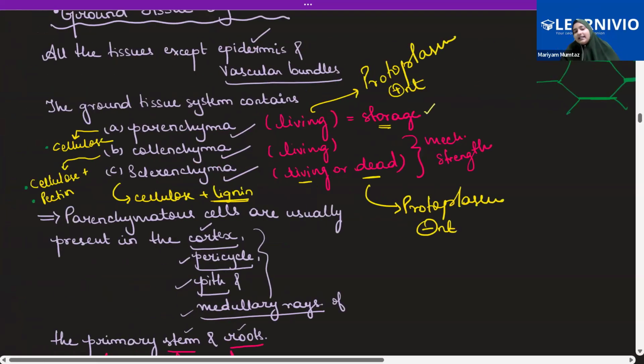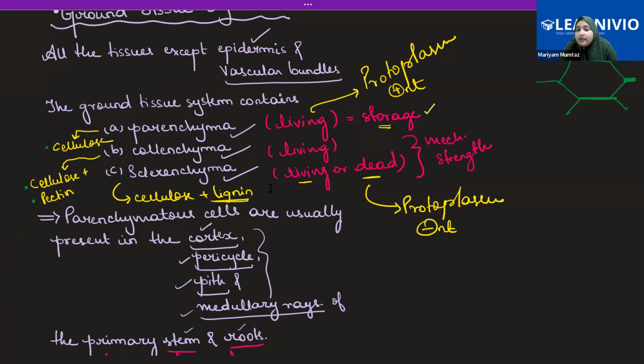Now, when we have the sclerenchyma, it is made up of cellulose and lignin. If you remember, lignin is a very resistant and very tough substance. Clear? And in the case of sclerenchyma, protoplasm is absent.